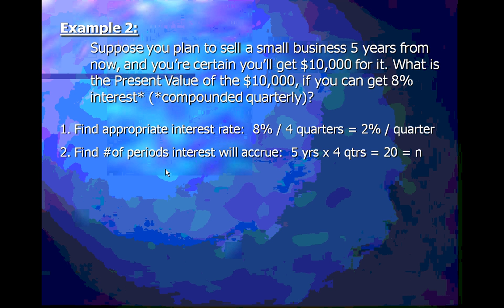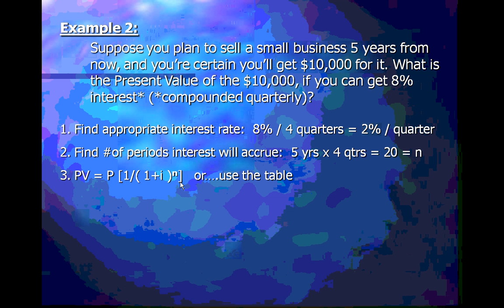Okay, now the number of periods of interest. I divided the interest rate by 4, but if I've got 5 years and it's compounded quarterly, there are 4 quarters in a year, so there's actually going to be 20 periods. Remember, n equals periods, not necessarily years. So that's how that works.